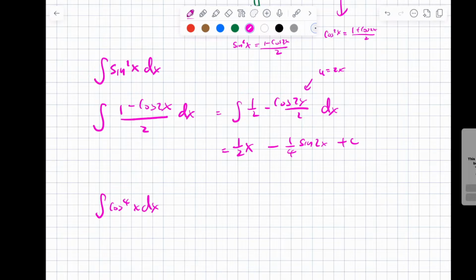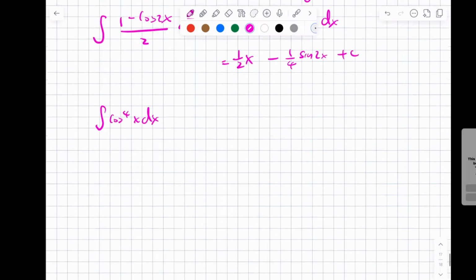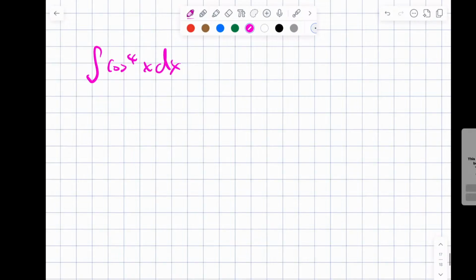All right, so how about cosine to the 4th x? This one is not much work. There are only small plot twists and a little bit more algebra. What I mean by that is this: I can change that to cosine square of x times cosine square of x. This is kind of the same pattern as before.